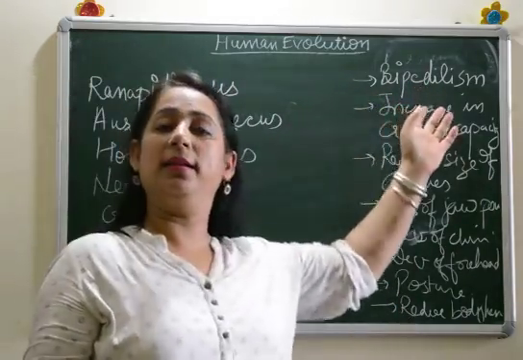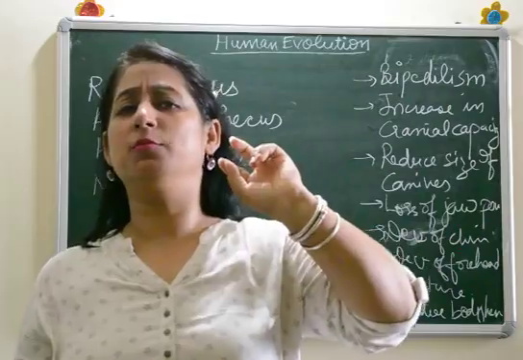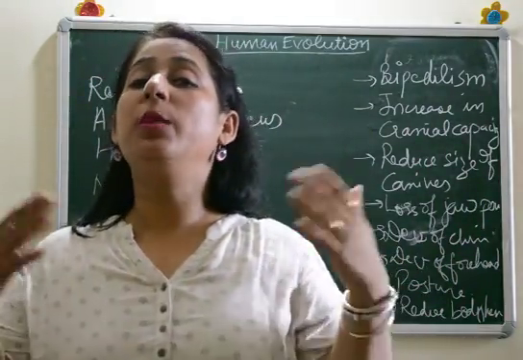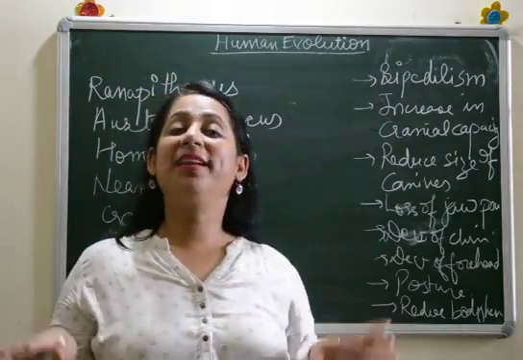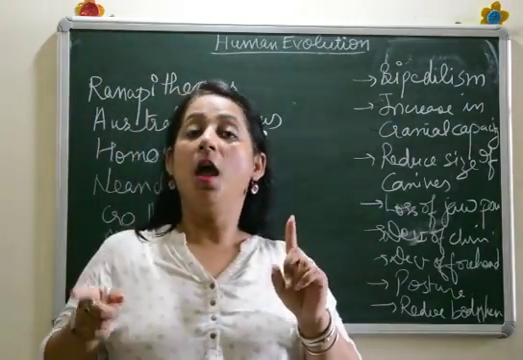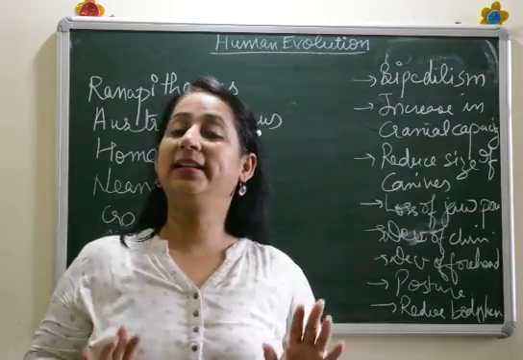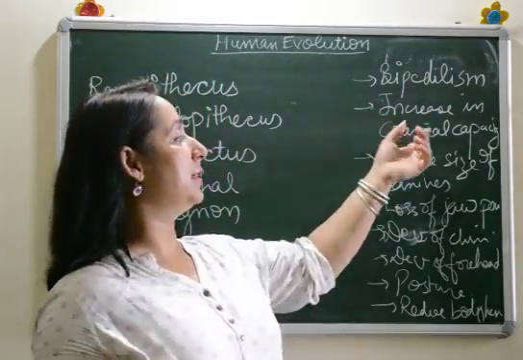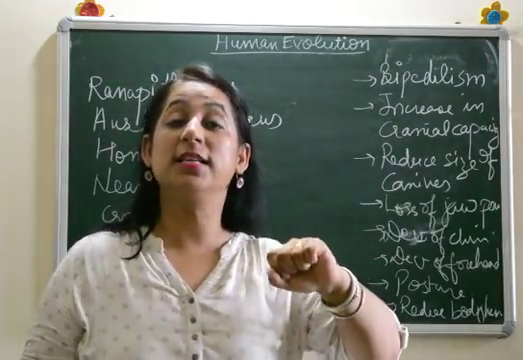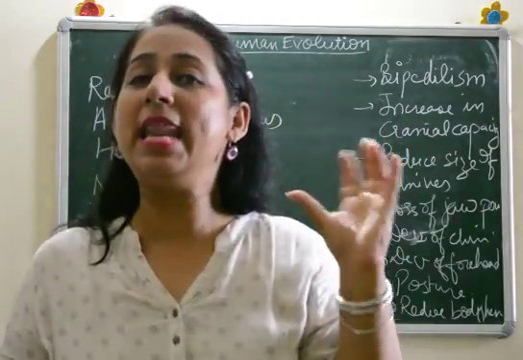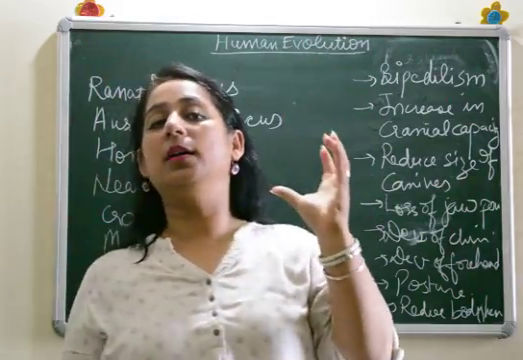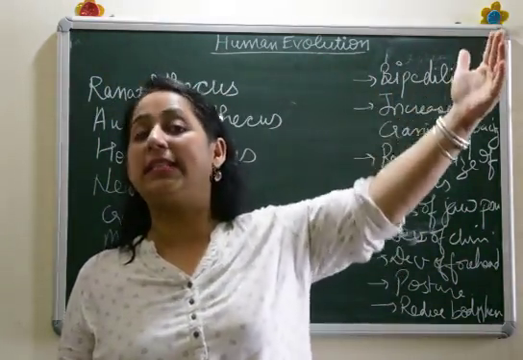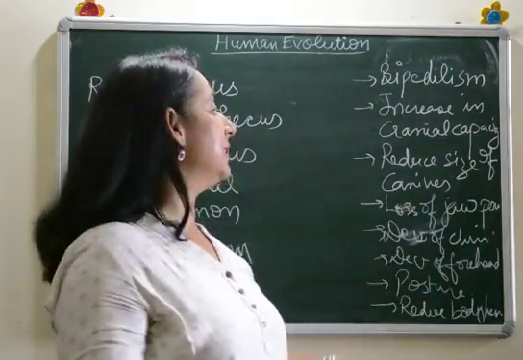One is bipedalism. What is bipedalism? Normally when we see apes, they walk on four limbs, but we walk on only our feet. That is bipedalism. When an organism can stand erect and move on two feet, that is bipedalism. So this had to be incorporated. Then, increase in cranial capacity. The cranial capacity was very less in the apes, and it had to be increased in size.